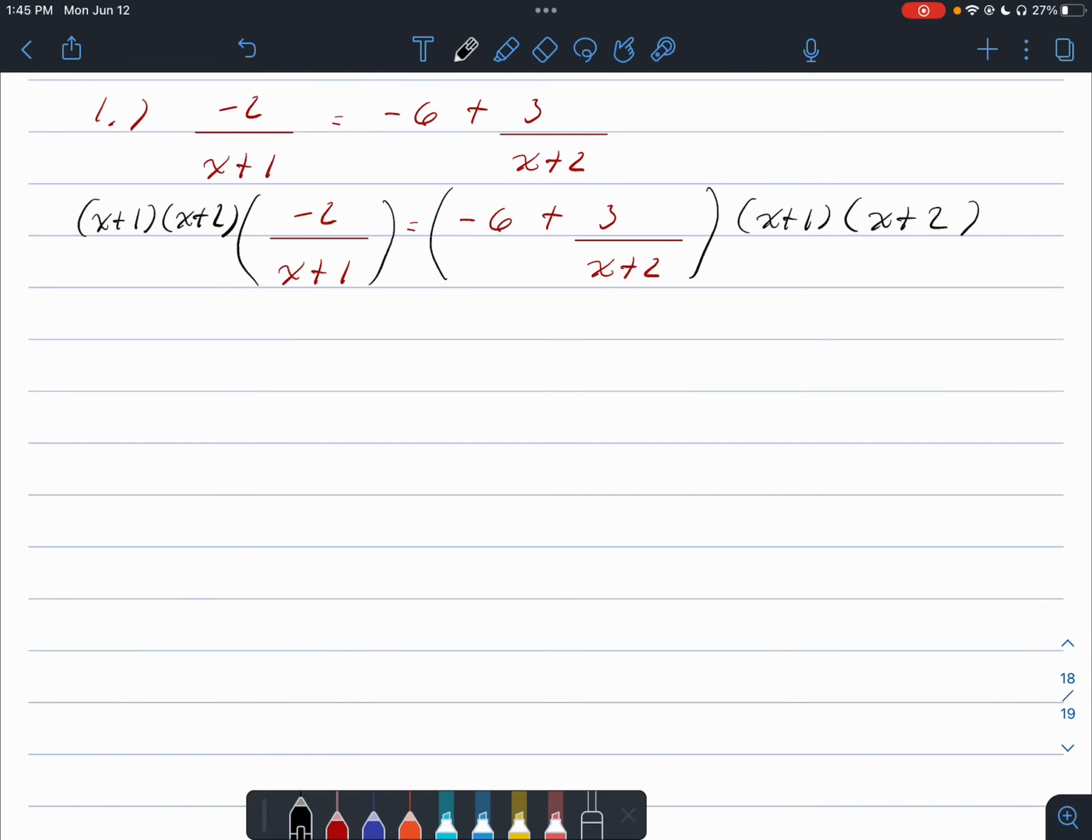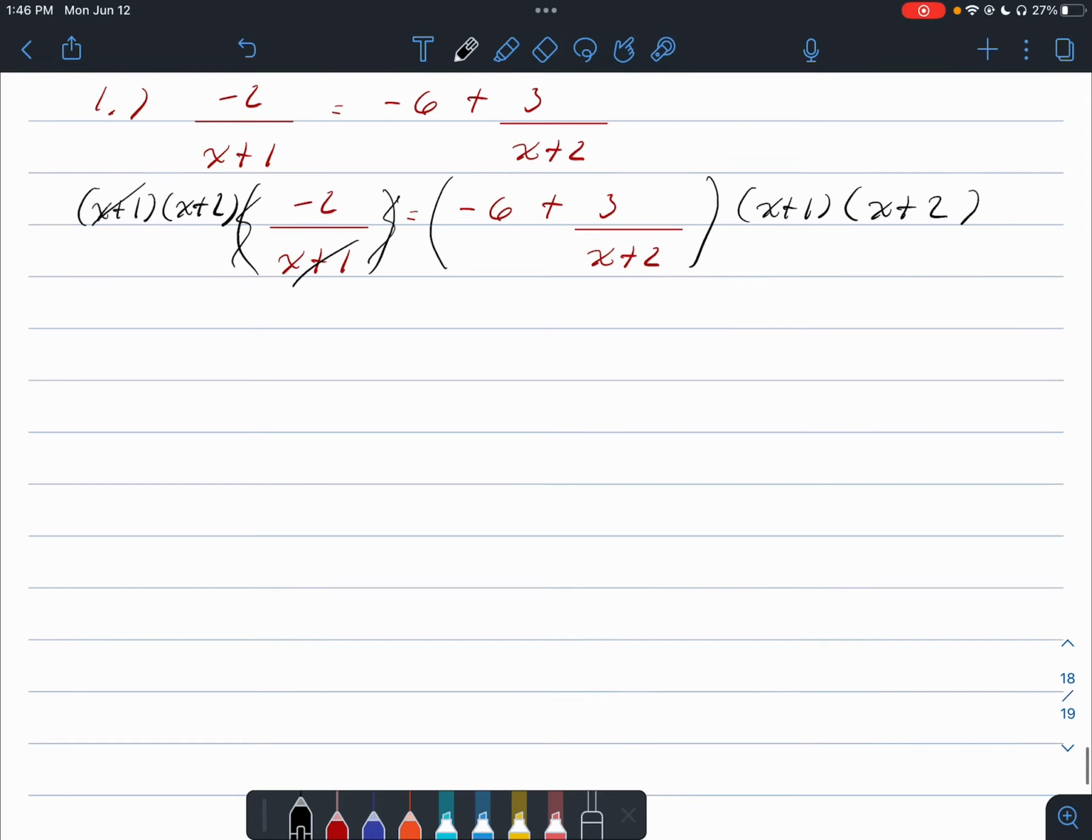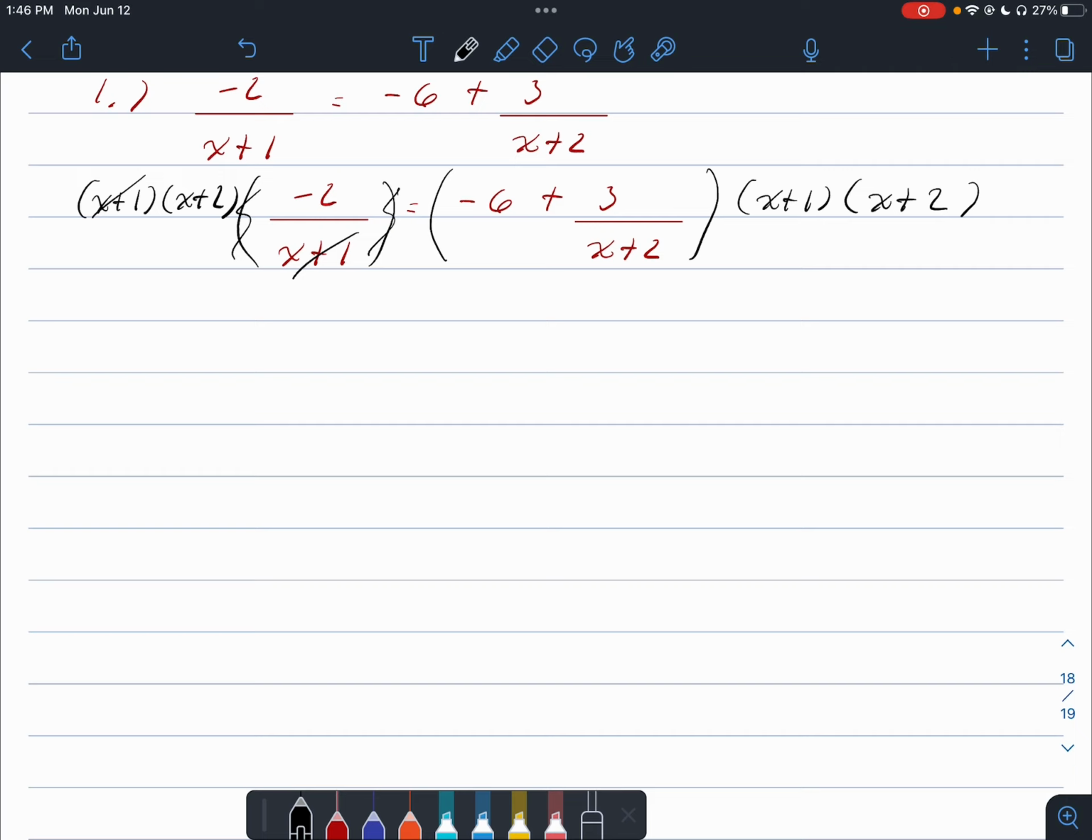In doing this, we'll see pretty quickly that we're now able to eliminate our denominator. On the left-hand side, we can just get rid of these parentheses, and this x plus 1 and this x plus 1 are going to cancel. So the left-hand side is going to be equal to x plus 2 times -2. Let's flip that so it's easier to read: we have -2 times x plus 2.